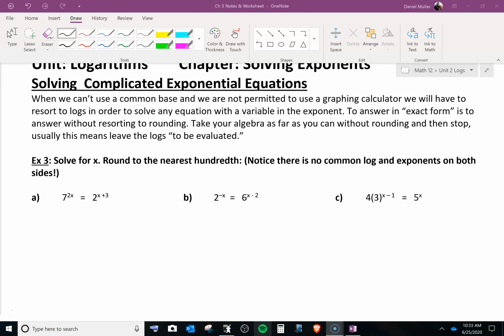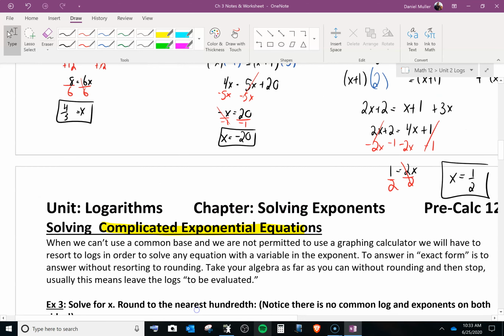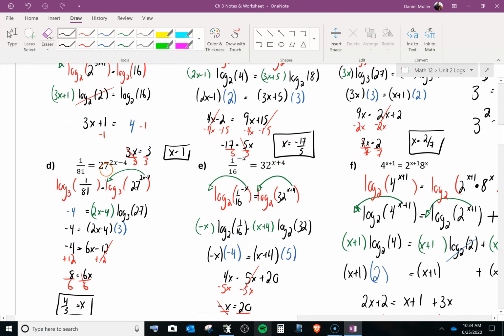So these next ones I have labeled "solving complicated." Now the questions themselves don't look that much more complicated. However, the difficult part is that there is no logarithm base that can work for a 7 and a 2. There's no logarithm that works for 2 and a 6. Or here, 3, 4, 5. There's nothing. The other ones all had nice logarithms, like 27 and 81.